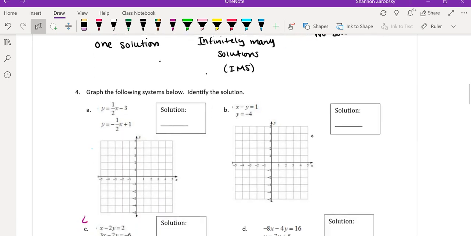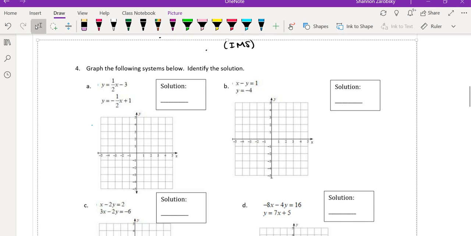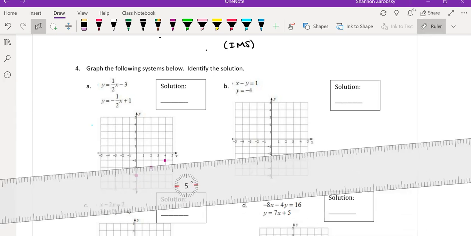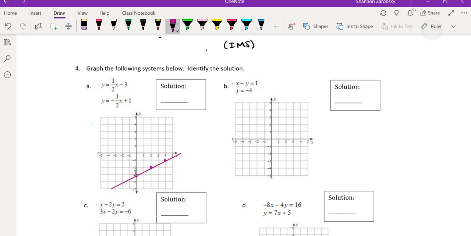Okay, so then in number 4, A through D, what we're going to do is graph these equations and see where they intersect. So if I look at equation number 1, we have a y-intercept of -3, rise 1, run 2. Please make sure that you're paying attention to the slopes, and that if it's a positive slope, I'm rising from left to right. And if it's a negative slope, like in the second equation, see here, we're starting at a +1, down 1, right 2, down 1, right 2.